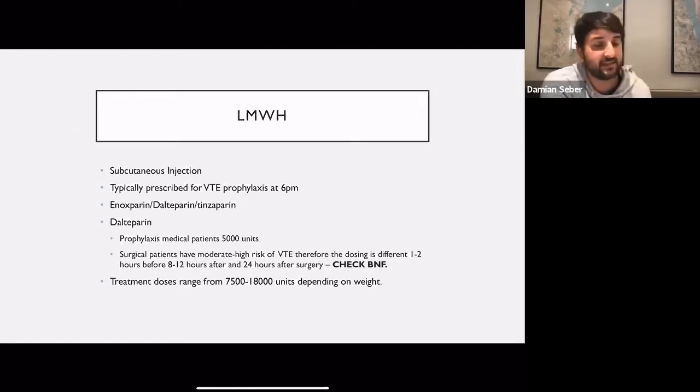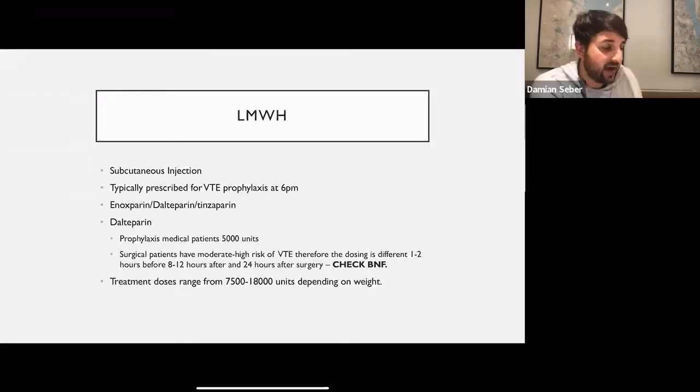So prophylaxis in medical patients is 5,000 units. Treatment dose is between 7,500 and 18,000 units, depending on weight. For most people, it'll be 15,000 units. So that's easy to remember then. 5,000 prophylaxis, 15,000 treatment. So that's why I just picked dalteparin.